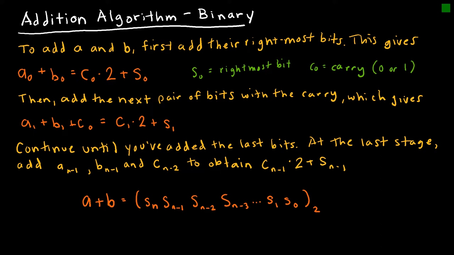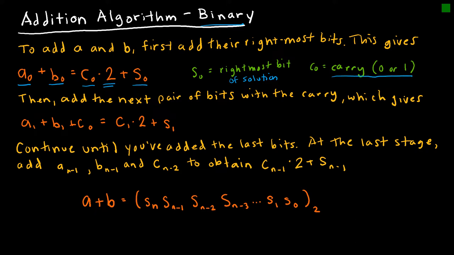We're first going to add their rightmost bits, and so that's telling us to take the rightmost bit of A and the rightmost bit of B, and that's going to give us, and again, 2 because we're dealing with binary, so we're taking some value times 2 plus some value. And so over here I've written a little note to let you know that S sub 0 is going to give me the rightmost bit of my solution. So this is the rightmost bit of the solution. And the C sub 0 is the carry.